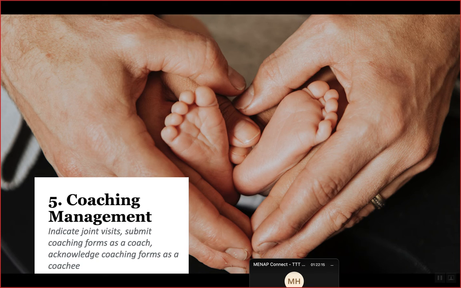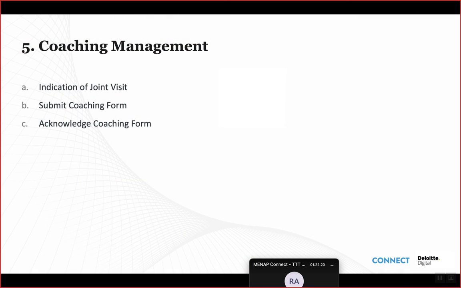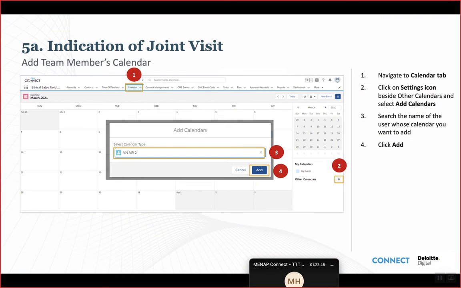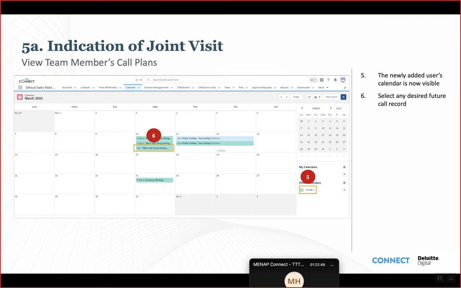Is there any question? So the first feature that we have for first line managers relating to coaching is how you can view the rep calendar and then indicate a joint visit. Now if you already add your team calendar, then you can see their visit plan.